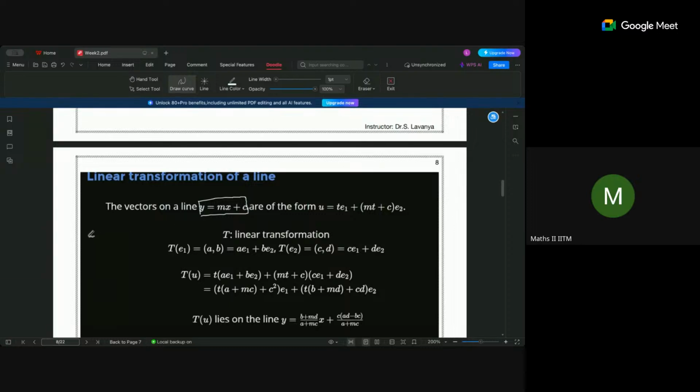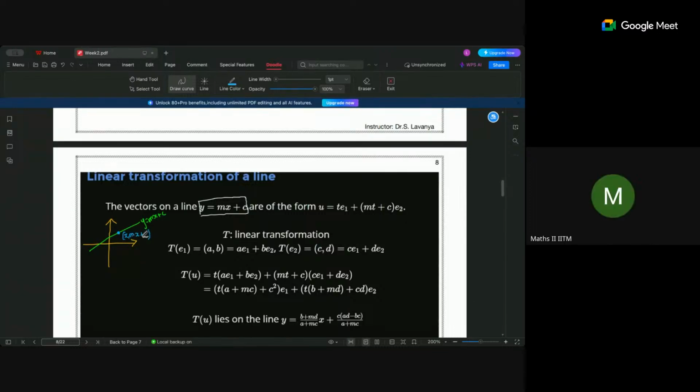Right? So now if you take any point on a line, what are the coordinates of the points on this line? y is equal to mx plus c. So let us say this is your line, y is equal to mx plus c. Now I'm going to take any point on this line. What are the coordinates of this point? x comma mx plus c.